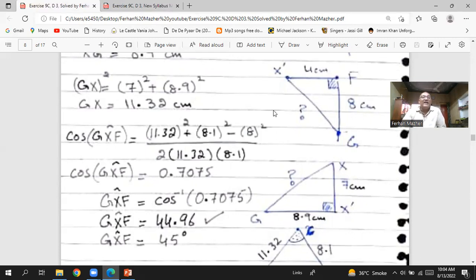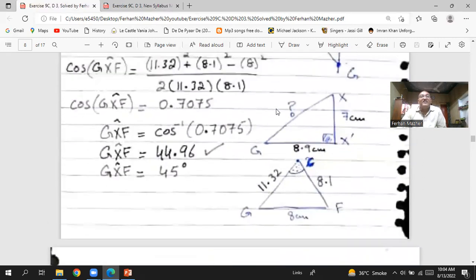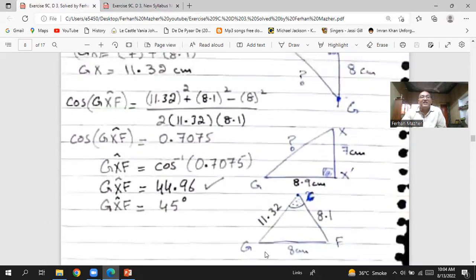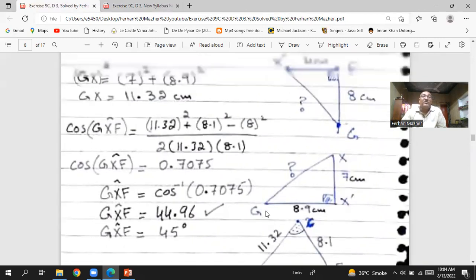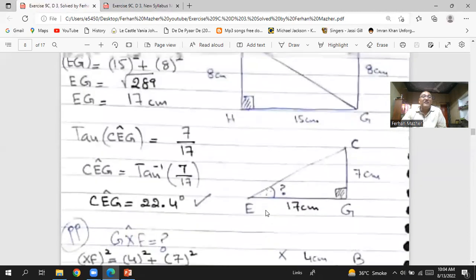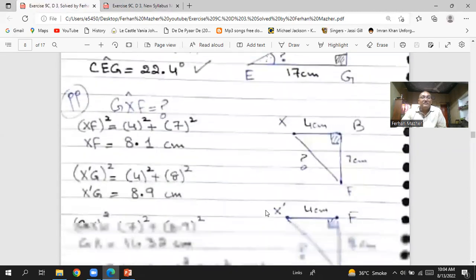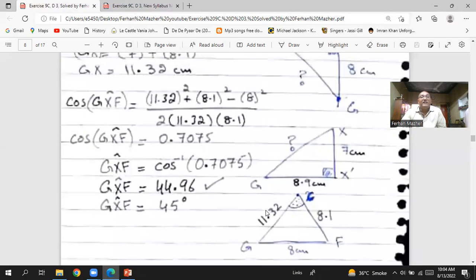So now I know all three sides of this triangle GXF. Join the X point with G and F. The FX is 8.1, we just calculated. And here this is 11.32.